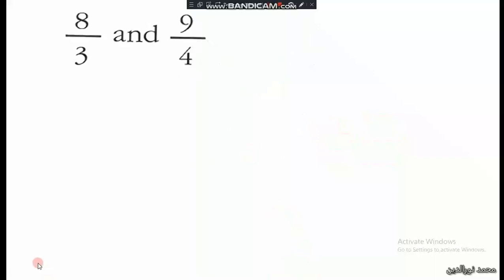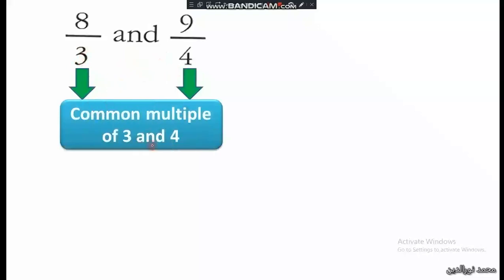And then we have the fractions 8 over 3 and 9 over 4. Can I make 3 become 4? No, there is no number that multiplied by 3 gives me 4. Can I make 4 become 3? Also no. So I cannot work like parts A and B that we did before. So I have to look for another way. We can change both fractions. I want to work on both of them here and find a common multiple of 3 and 4. So what is the common multiple of 3 and 4?